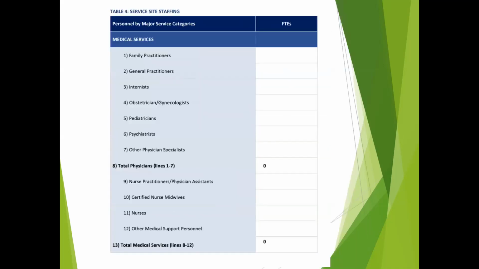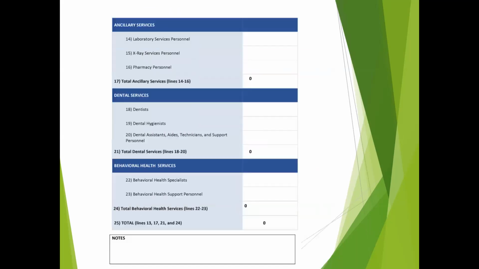And then table 4 is service site staffing. So this will ask how many FTEs for each of these medical service types. So filling this out, if you don't have any for a certain one, please put a 0. Don't leave it blank. Just put a 0. But for the other types, obviously fill in the accurate amount of FTEs.